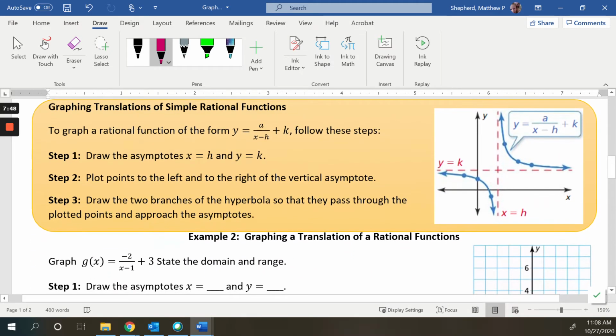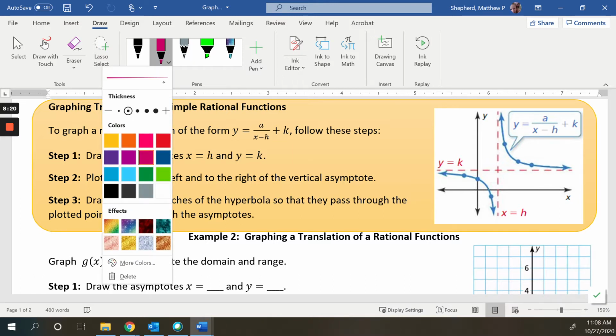So let's also look at another type of transforming this function. Here we've got this function, which is a big change from just the a over x. We already know that a vertically stretches it. But what do h and k do?